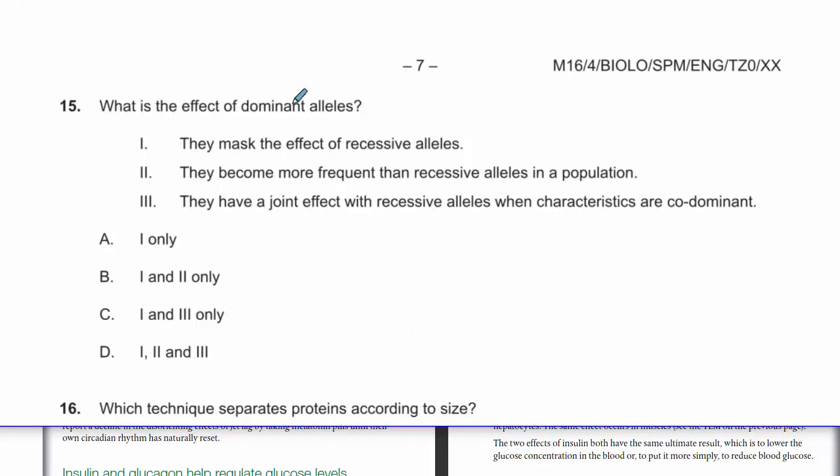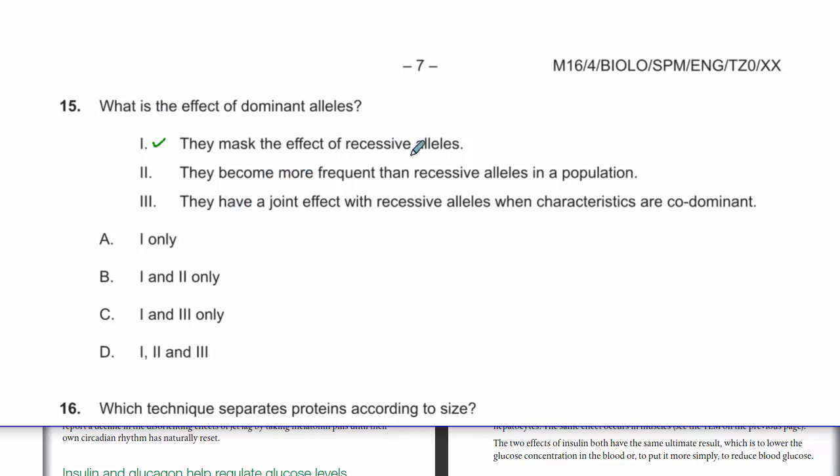15. What is the effect of dominant alleles? Well, they mask the effect of recessive alleles, and that is correct. For example, if you have the gene for brown eyes and blue eyes, then you will be brown-eyed because the brown gene completely masks the expression or the phenotype of the blue one. So this is correct.